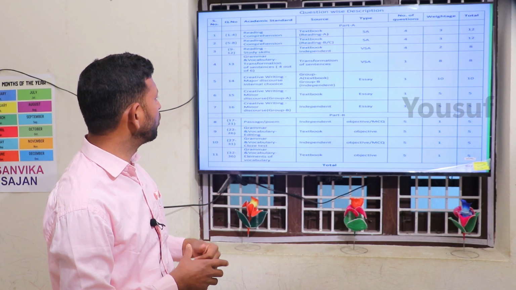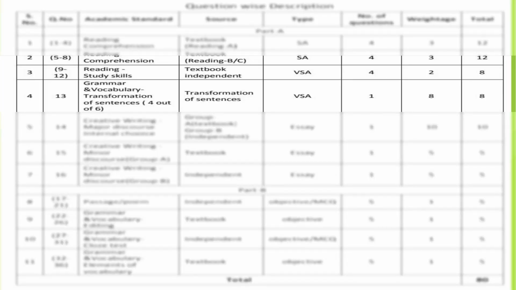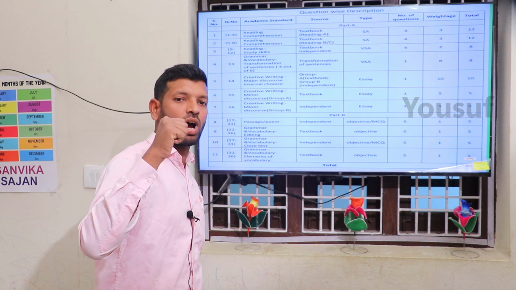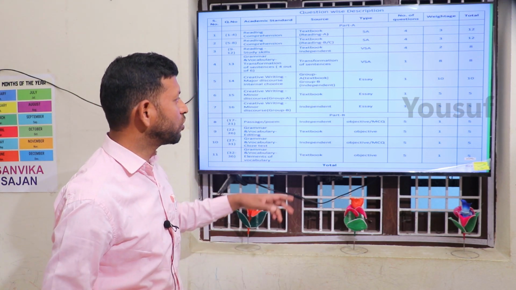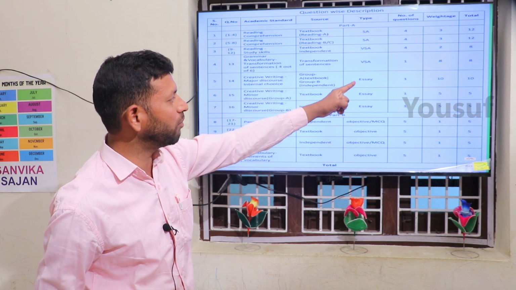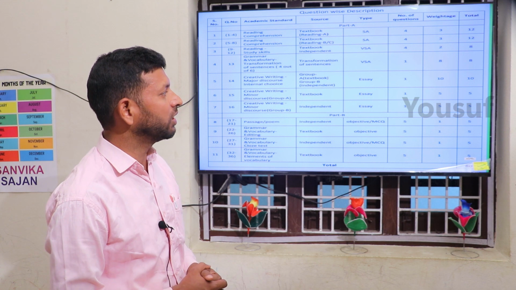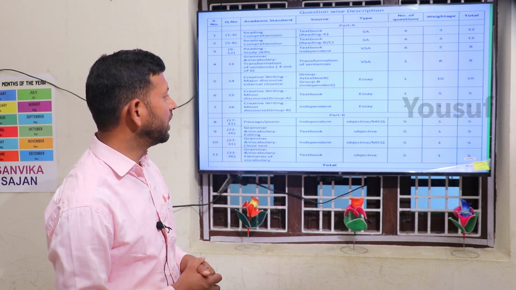So let us come down to the grammar and vocabulary and transformation of sentences. That is question number 13, 4 out of 6. It means there will be 6 questions and you need to answer only 4. Right. So essay, number of questions 1, and that is 10 marks. Then total marks will be 10 again.